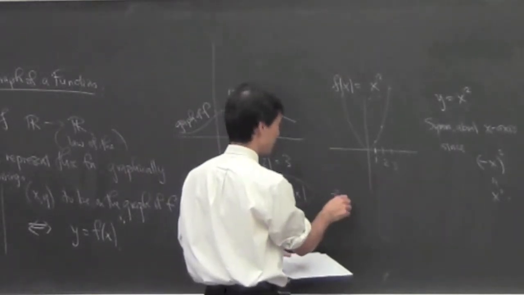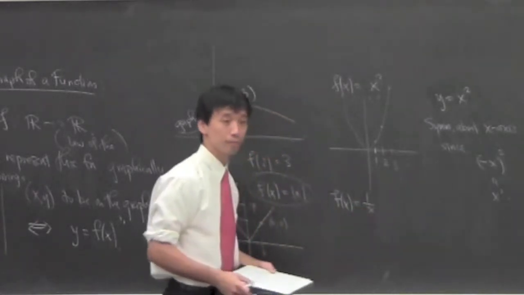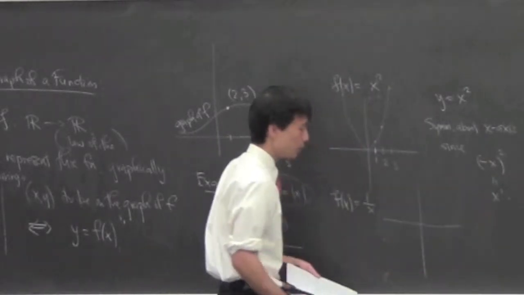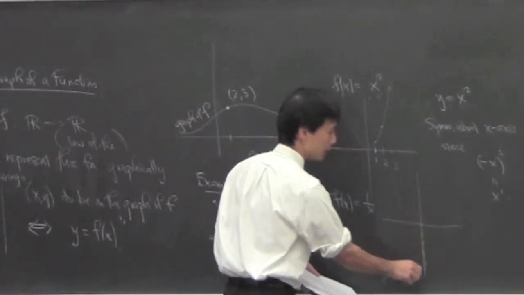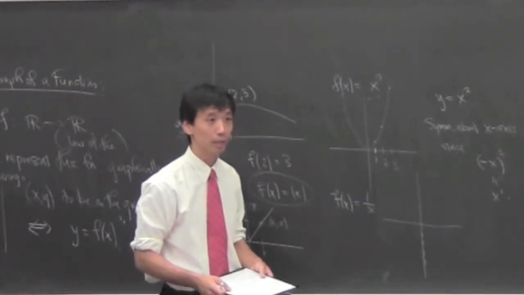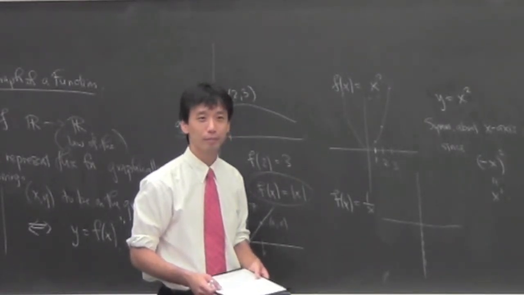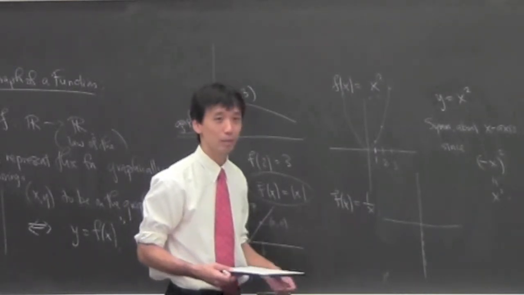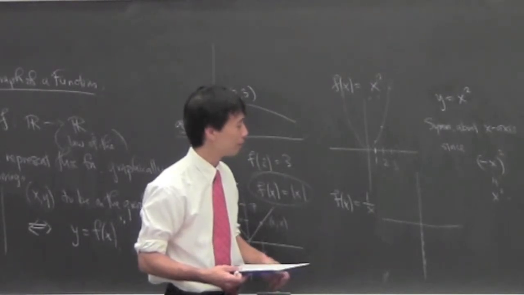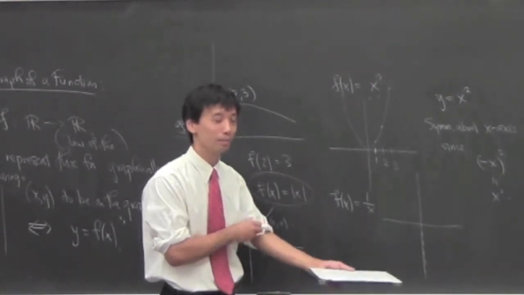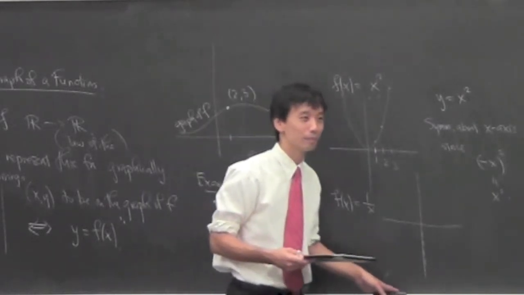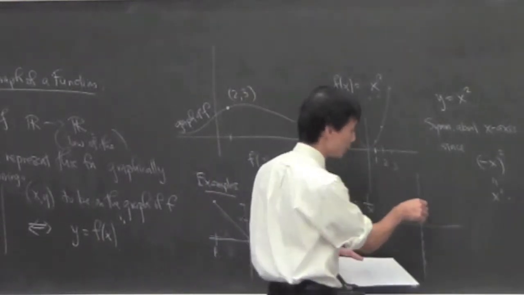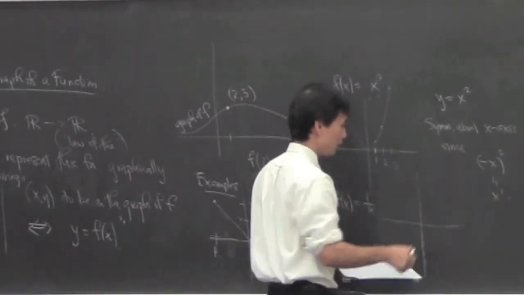Okay, how about this one? f of x is 1 over x. So the domain is everything but 0. What does it look like? It's not what's called a hyperbola, but I guess it looks sort of like a hyperbola. As you sketch it, it goes like this, right?